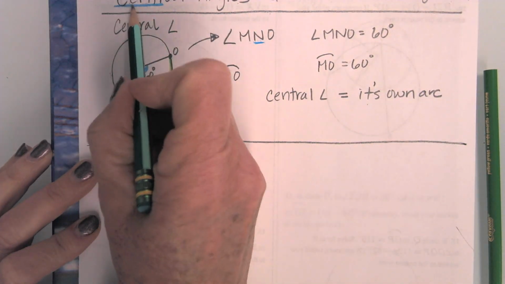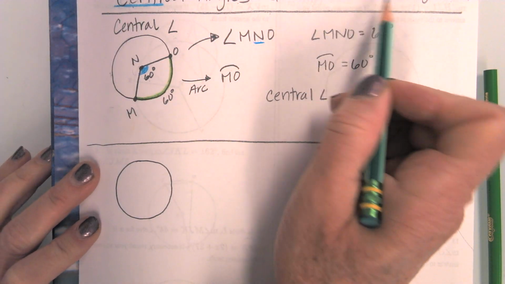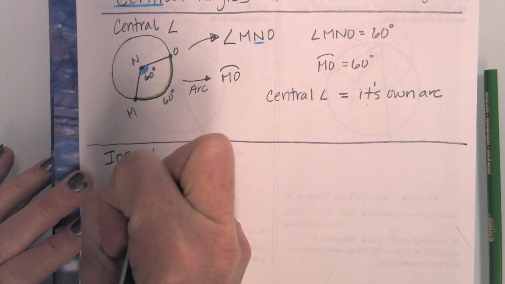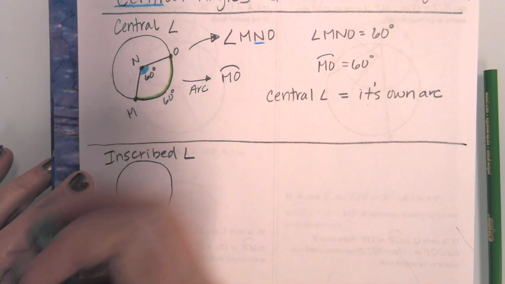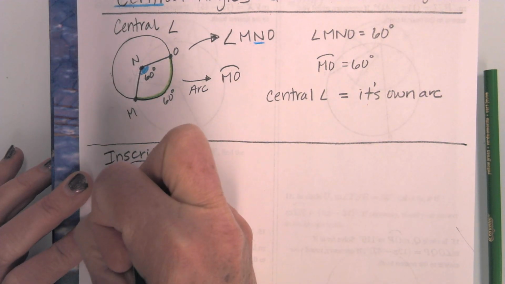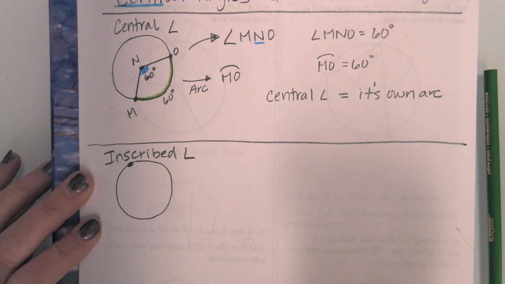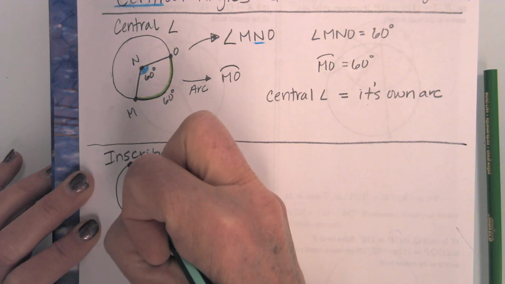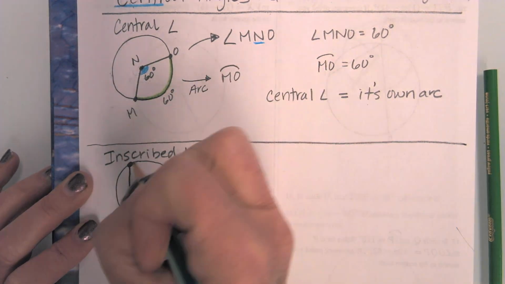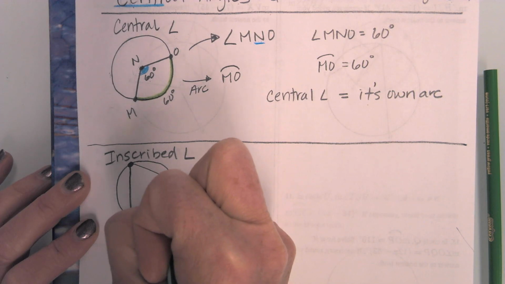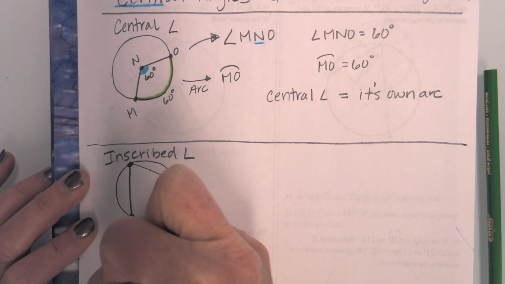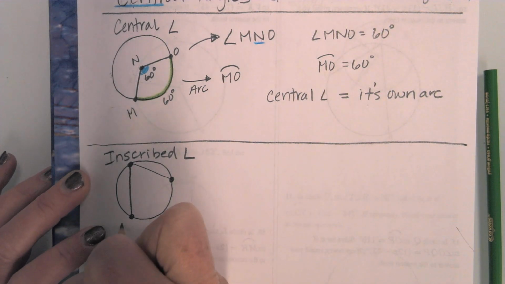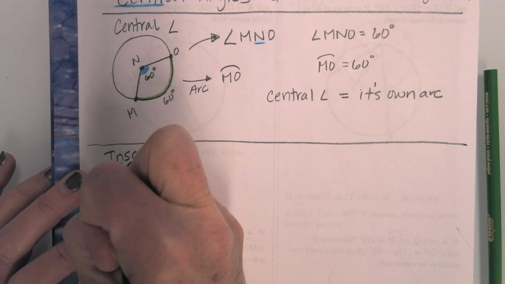Okay, so now what we're going to do is we're going to look at our inscribed angles. Inscribed angles, I'm going to put inscribed here. An inscribed angle is on the inside or takes up the entire inside of the circle. So it does start on one edge of the circle and then the angle takes up the inside of the circle. So let's name this one ABC.